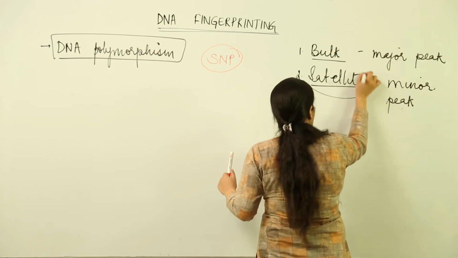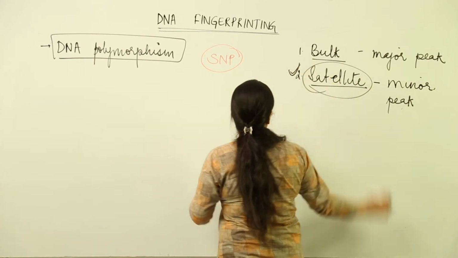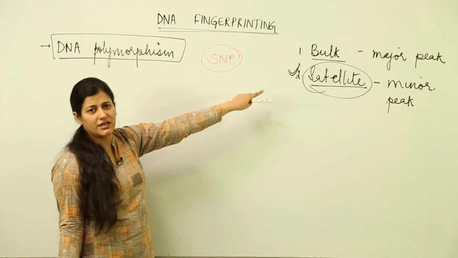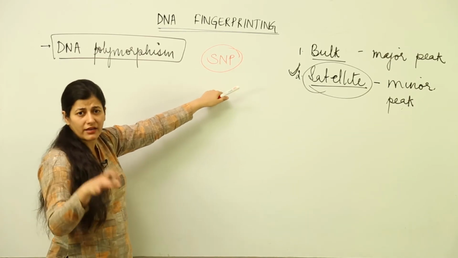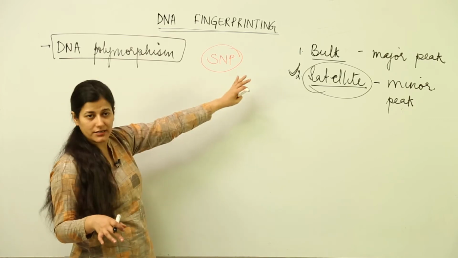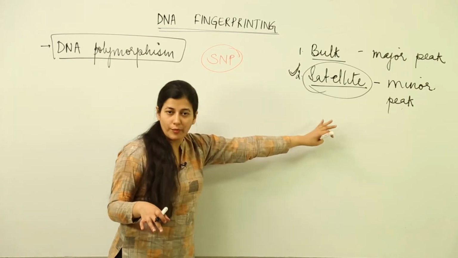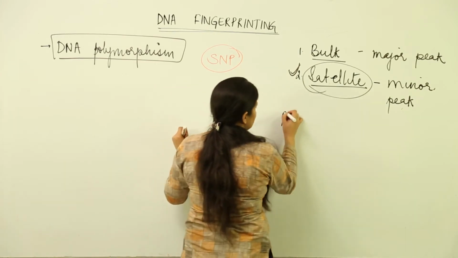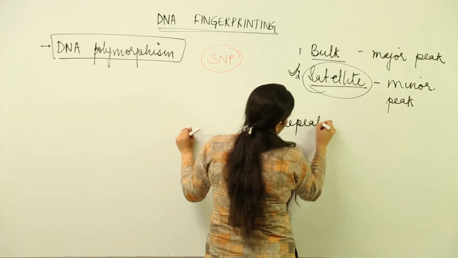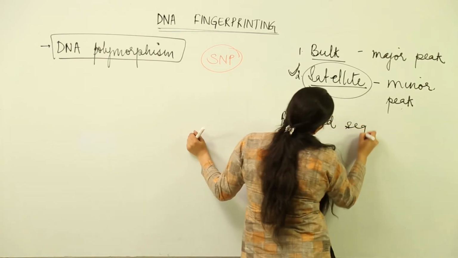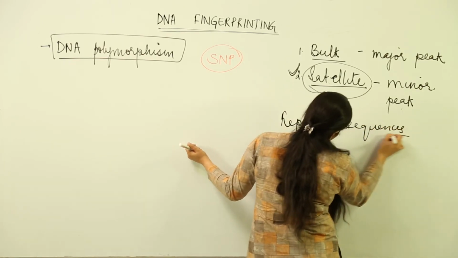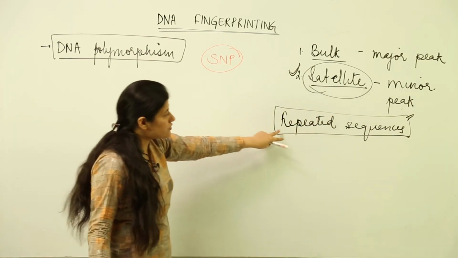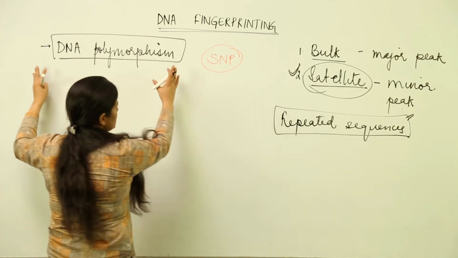Now, depending on the types of repetitions and how they arrange themselves, these satellite minor peaks, satellite DNA, could be minisatellite, microsatellite; the satellite DNA varies. So, we have a satellite DNA that is forming the minor peak. Now, this satellite DNA has repeated sequences. It is of no use, it just codes for repeated sequences. In these repeated sequences, we find polymorphism.